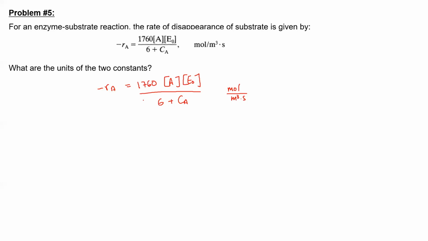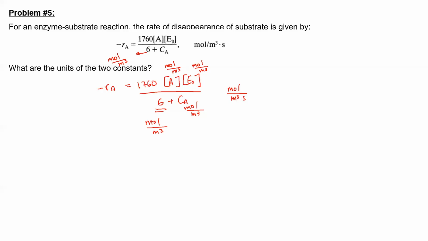And again, this Ca and this A are the same. It's just two different ways to write down your concentration. And your concentration will always be in moles per meter cubed, right? So this guy is in mole per meter cubed. This guy is in mole per meter cubed. This guy is in mole per meter cubed, right? So just looking at the denominator, then 6 has to also be in mole per meter cubed because you can't add numbers with different units. So the unit of this guy is mole per meter cubed.